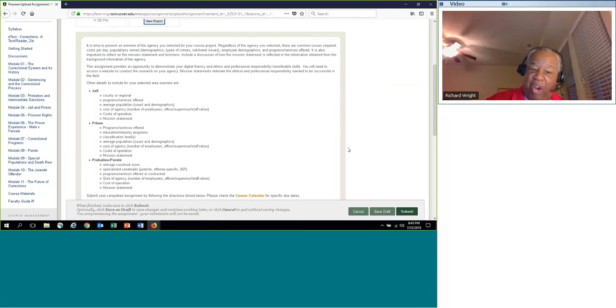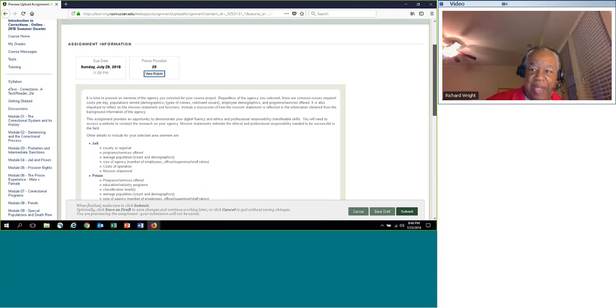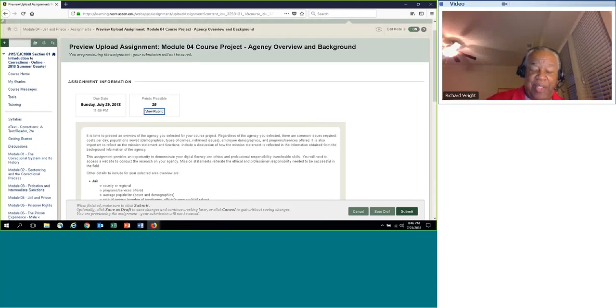Don't give me a sheriff's office. If you do give me the sheriff's office, give me what the sheriff is over. For example, in our county, the Will County sheriff is over the Will County Jail. So it's not the sheriff's office, it's the Will County Jail that may be operated by the sheriff's office. I'm focusing on the agency, the Will County Jail. The prisons, probation, or parole. Very important. And notice all of them require mission statements. And elaborate on it. Write about it. Explain it. Okay? That's as clear as I can give you about the assignment.